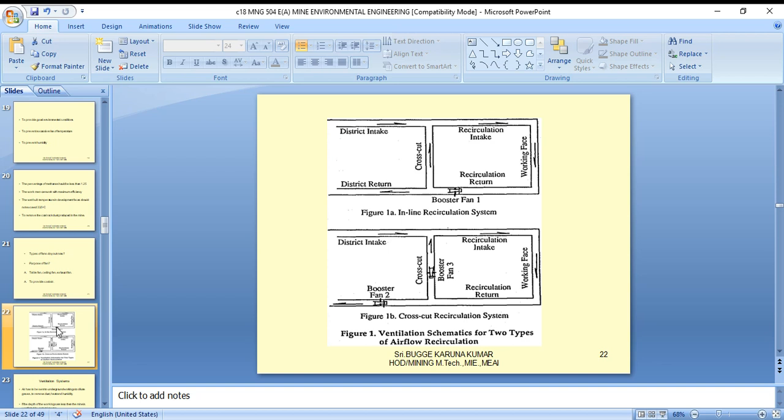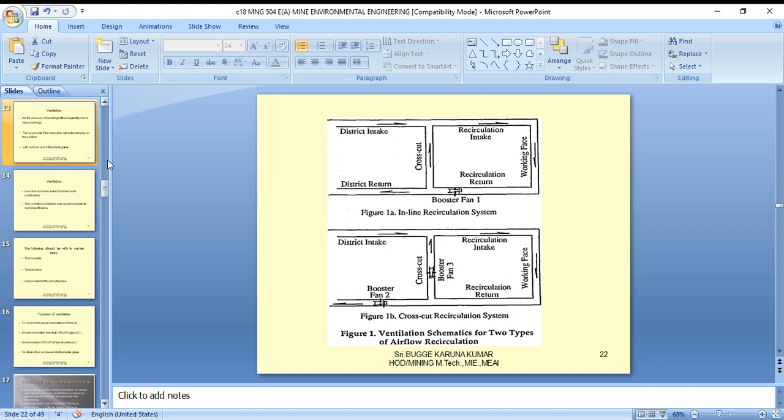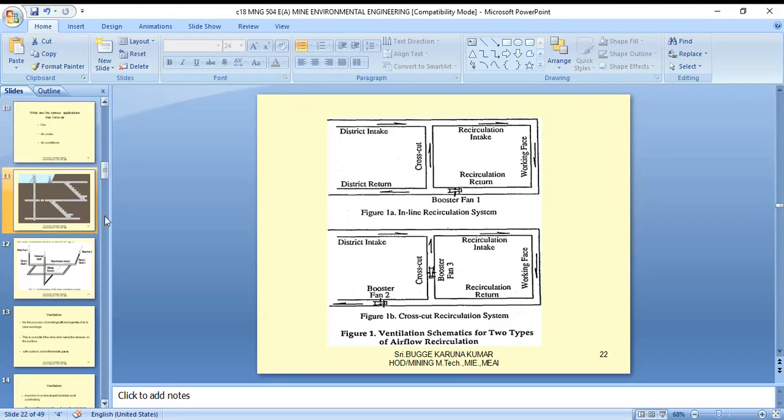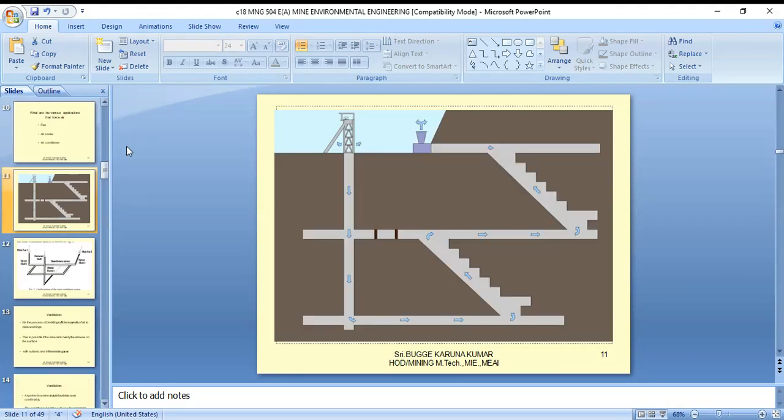See this figure. To get the above comfortable conditions, air is taken from the surface to underground. From here you go down, and from here to reach the different working places, it may be parallel, or from here to here, or some heading is there. Here a dead end is there, and the work is progressing in these places.